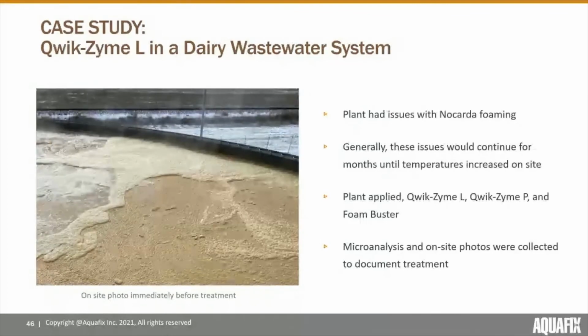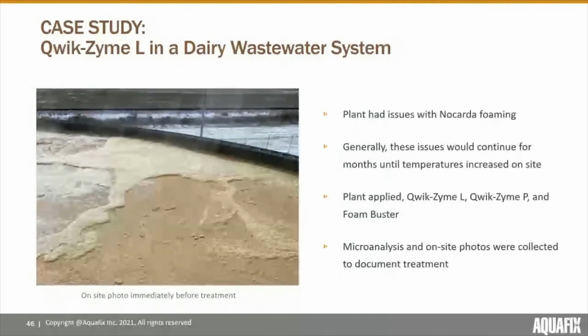So dairy waste tends to be really something that makes nocardiiforms happy. You'll see nocardiiforms in virtually all dairy systems. However, a lot of the time it doesn't actually cause any problems, and that may have to do with their waste stream altering the characteristics of the nocardiiforms, or it may have to do with different strains of nocardia-like organisms showing up and having different characteristics when it comes to foaming.